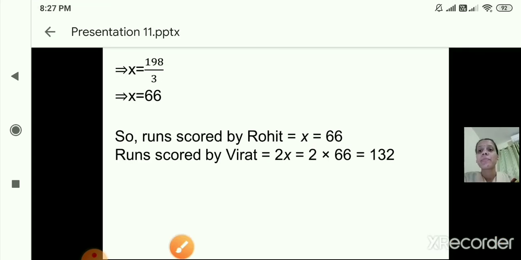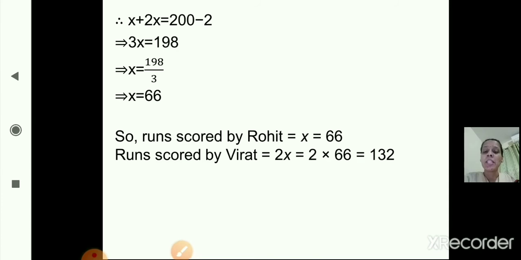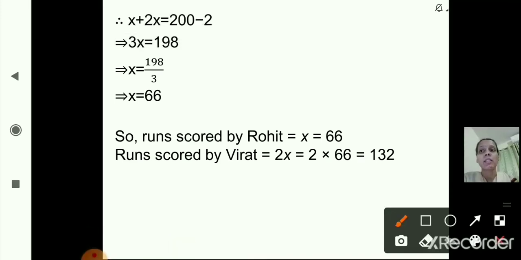Now the next step: x plus 2x is equal to 200 minus 2. Now we'll start solving this equation. x plus 2x is 3x. So 3x is equal to 200 minus 2, which is 198. Why have we written 200 minus 2 here? Because the total of their scores is 2 less than a double century. Double century means 200, and 2 less than a double century means 200 minus 2, that is 198. So 3x is equal to 198.